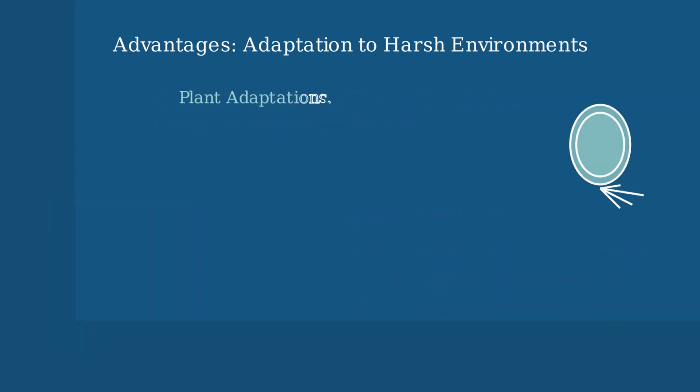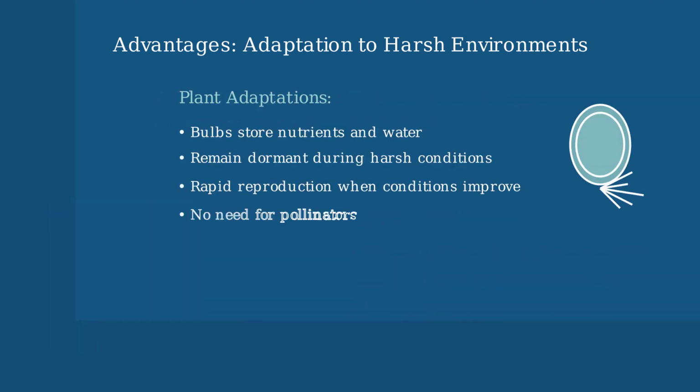Plants have evolved specialized adaptations for harsh environments. Bulbs store nutrients and water, allowing plants to remain dormant during unfavorable conditions. When conditions improve, these plants can reproduce rapidly without needing pollinators or other plants nearby.